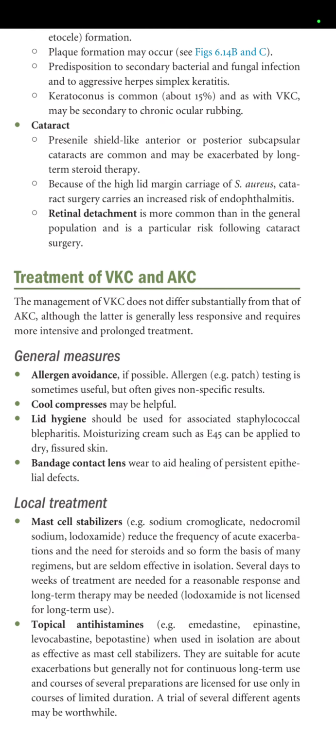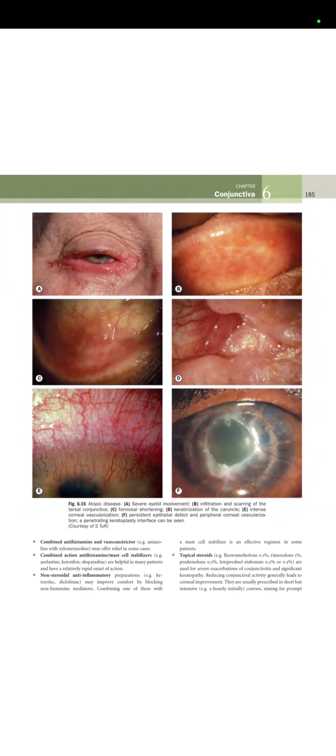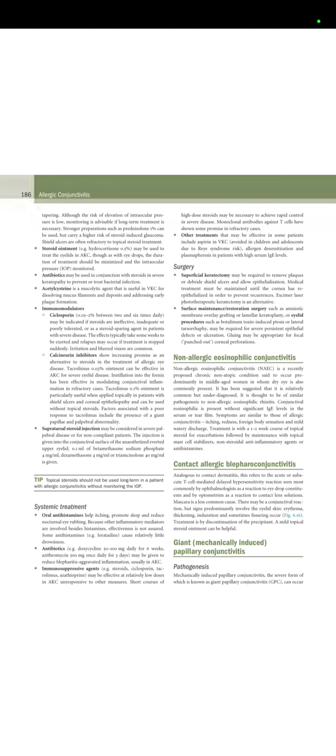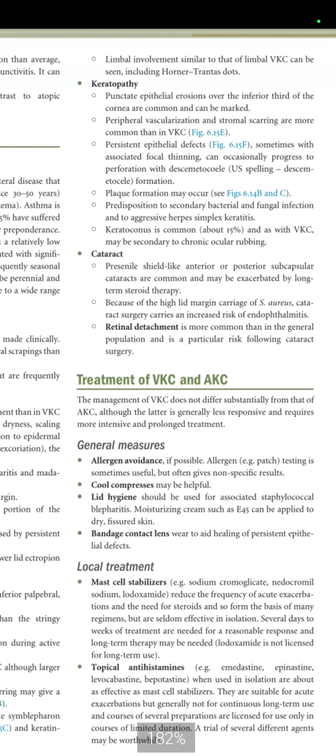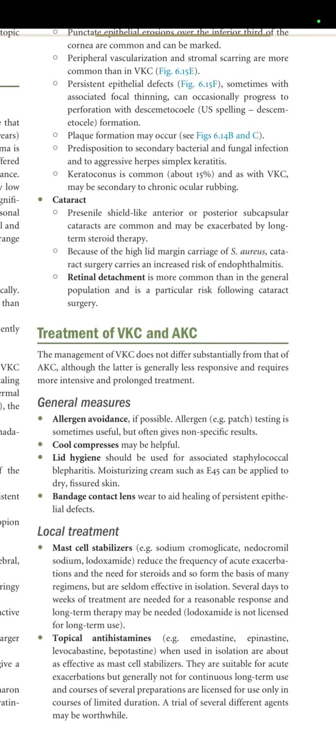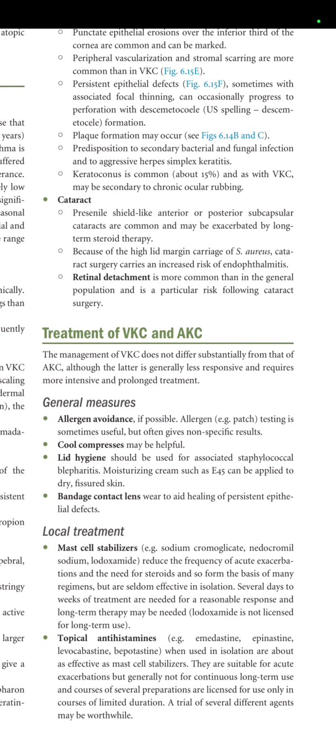So, what is the local treatment? Mast cell stabilizer, topical antihistamine, combined preparation, NSAIDs, topical steroids. We will discuss it one by one. Locally, mast cell stabilizers are sodium cromoglycate, nedocromil sodium, and lodoxamide. They reduce the frequency of acute exacerbation and the need for steroid, so form the basis of many regimes but are seldom effective in isolation. Several days to weeks of treatment are needed for a reasonable response, and long-term therapy may be needed. Lodoxamide is not licensed for long-term use.